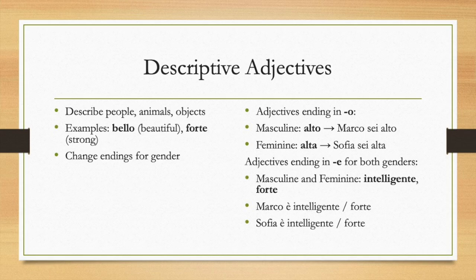So, when talking to Marco, for example, you say, sei alto, you're tall. But for Sofia, it's sei alta, you're tall. So adjectives ending in O change in A when talking about a feminine noun. Good news, some adjectives, those ending in E, don't change for gender. Both Marco and Sofia can be intelligente or forte.